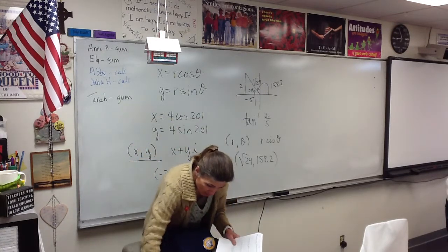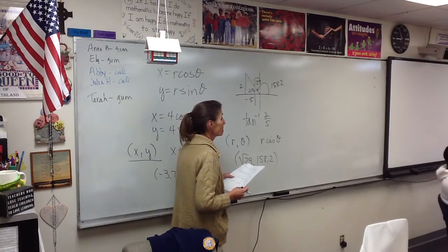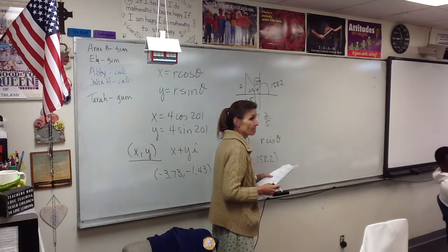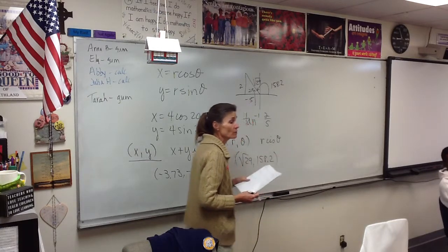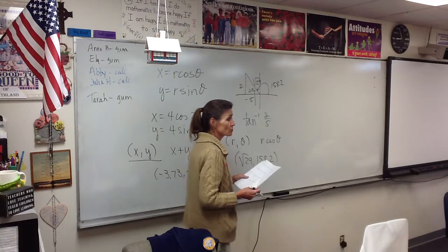Everybody doing okay so far? When I clicked in the thing, I got a negative 2. Why don't you do -5? You don't need the negative. You've taken care of the negative by putting it in quadrant 2. You're finding the reference angle only, so you just use the positive.